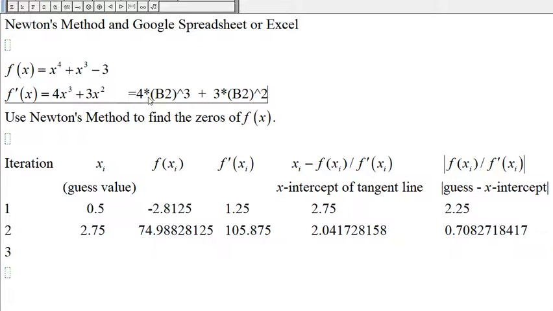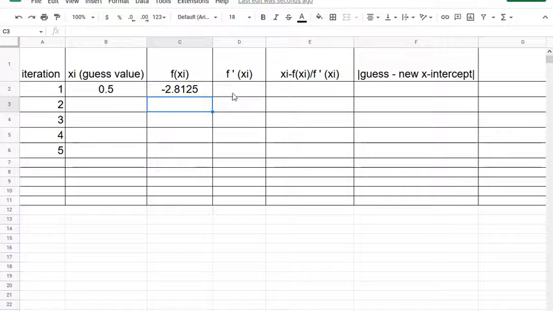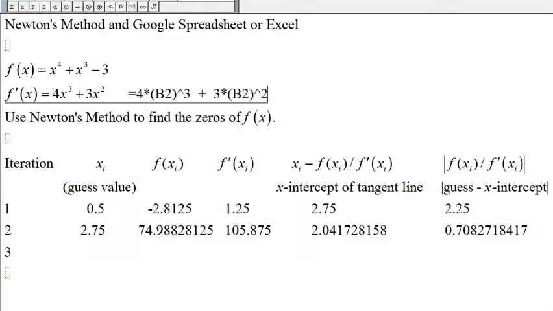So 4 B2 to the third plus 3 B2 to the second: equal 4 times B2 to the third, and then plus 3 times B2 to the second, and then enter. And we will get 1.25.